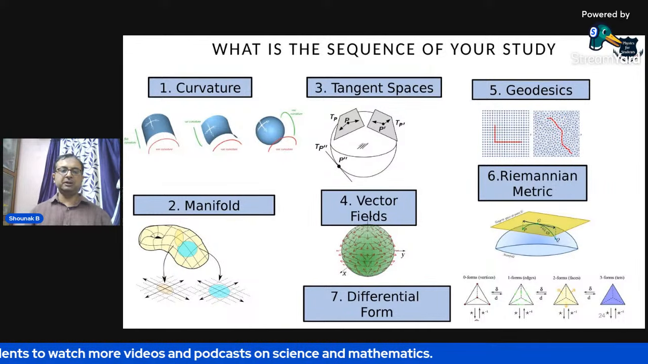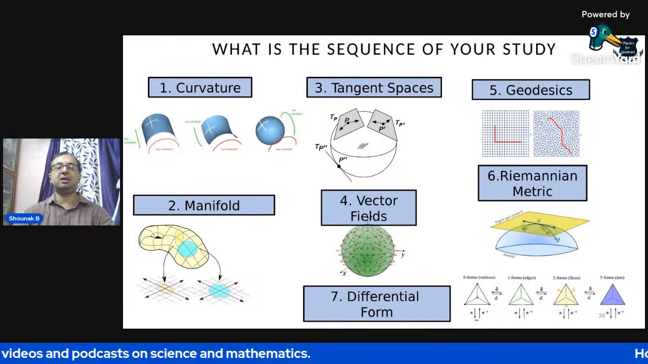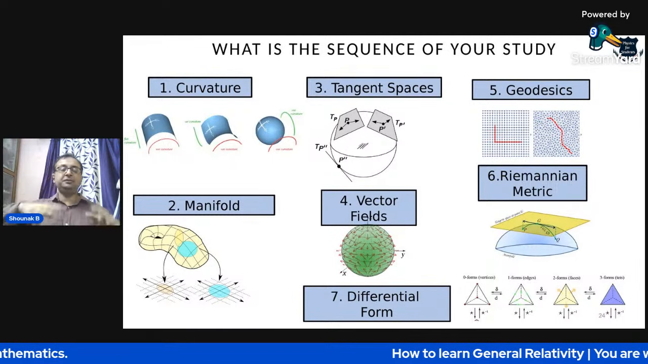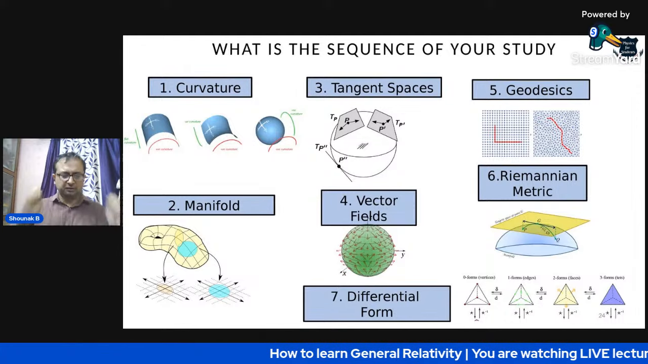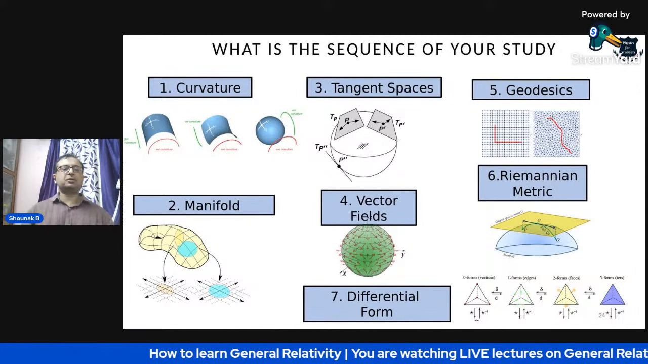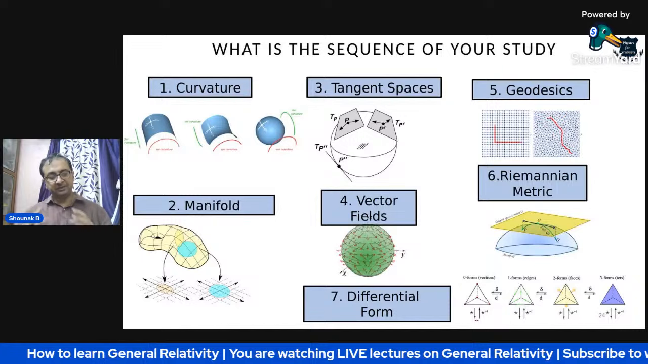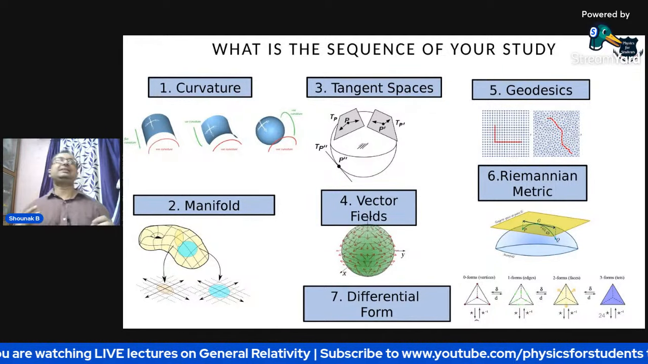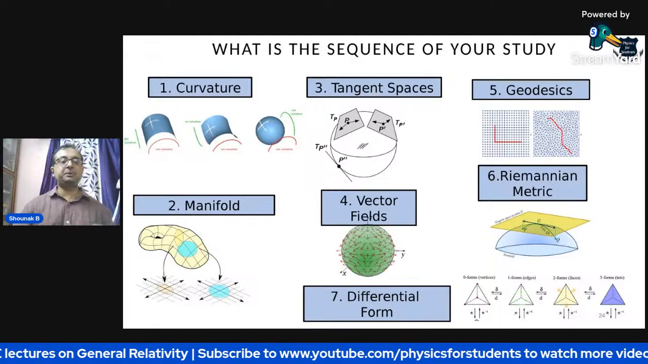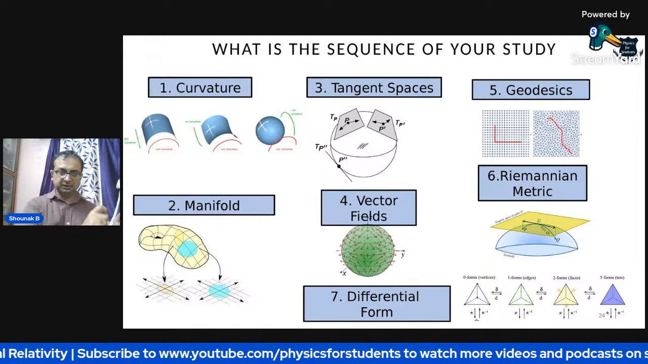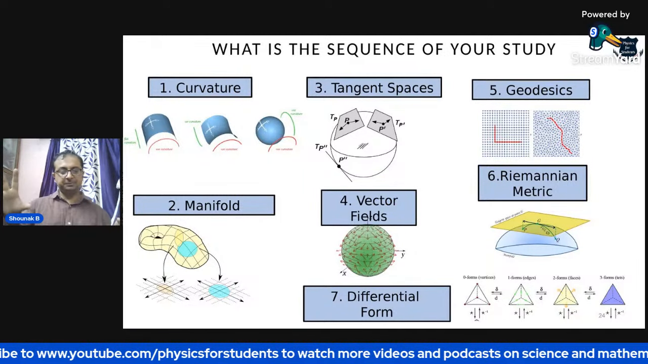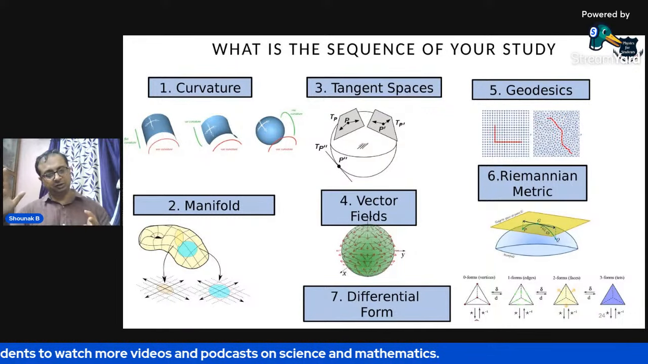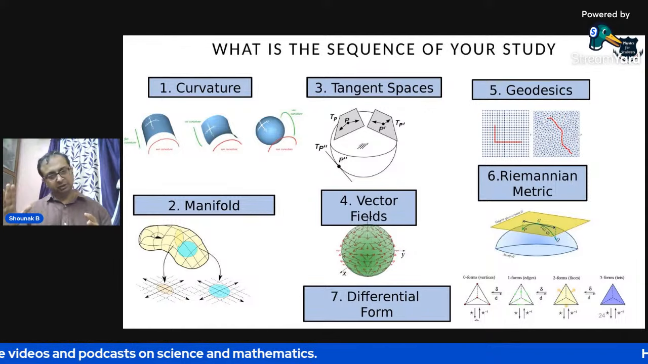First thing that you need to do is to have a basic understanding of what a curvature is. I have made separate videos only talking about curvature, and about the best books available on curvature, etc. Then we should move to tangent spaces. These are concept-building ideas. So first we learn the curvatures, then we go to tangent spaces. Automatically, once we are learning tangent spaces, you will see that we are learning geodesics.